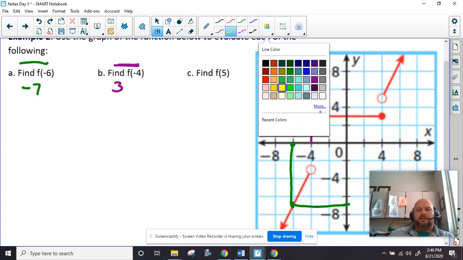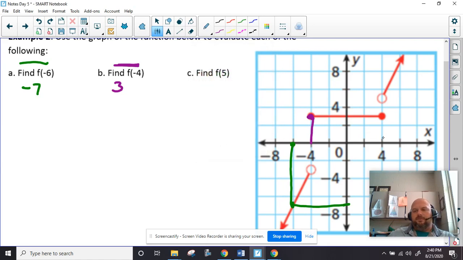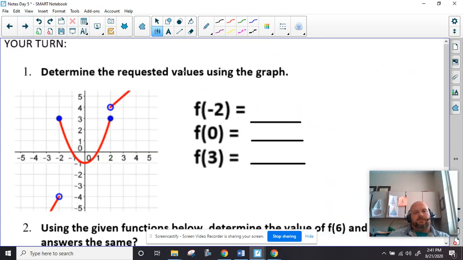And let's use that nice bright pink color. All right, so for 5, well, the 5 is about right here. That was 6. So there's nothing below it, so I'm going to go up. And wow, that was super not straight at all. But it goes right there to 6. Okay, so it's kind of the same thing. Just please remember that if there's one of these, like this one right here, -4, you go to the closed one.